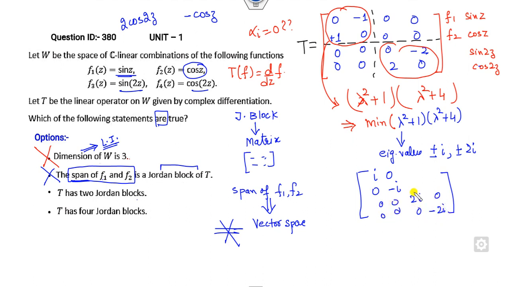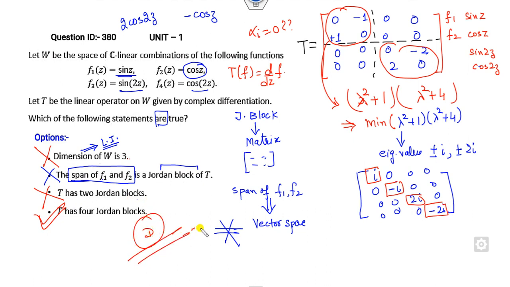Now you can see each of the eigenvalues is distinct. So how many blocks will there be? This is the first block, second block, third block, fourth block. So these are the 4 blocks. This option is cancelled out. So the right answer is only D, it is the correct option.